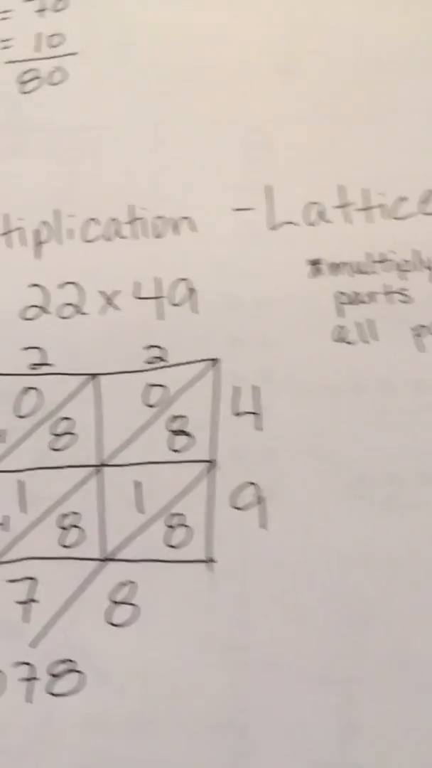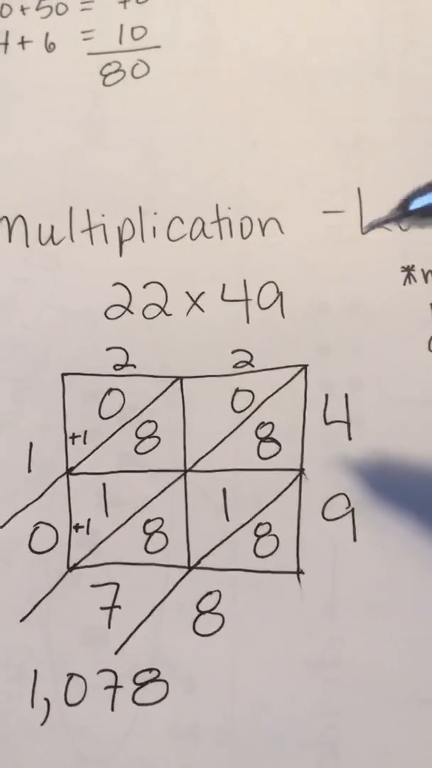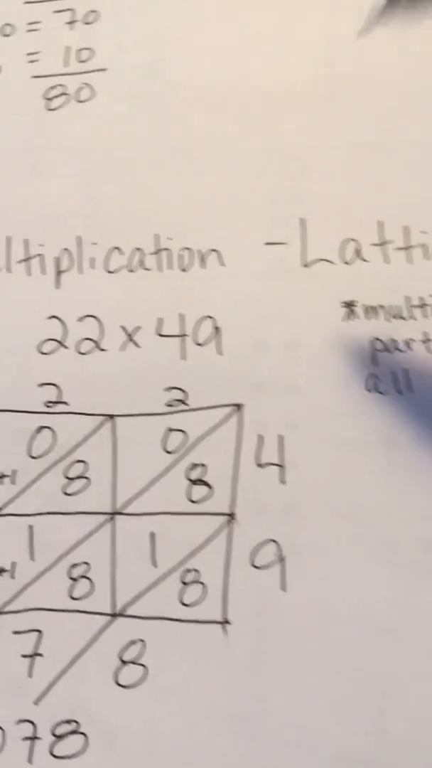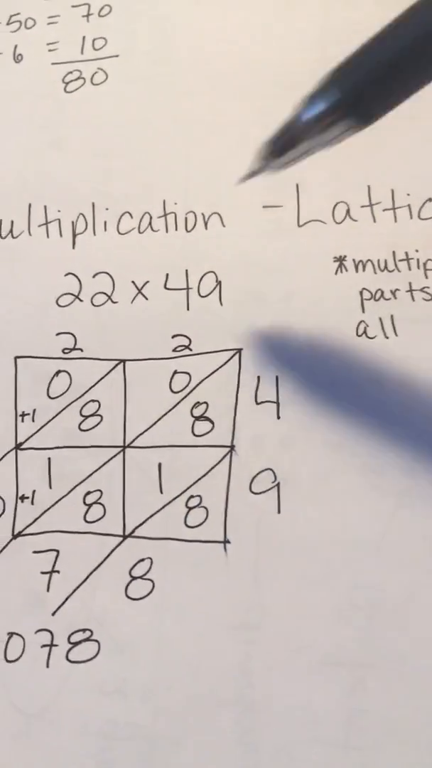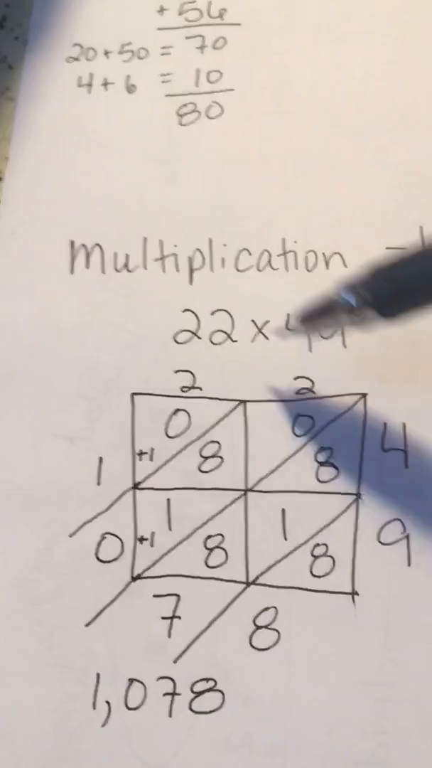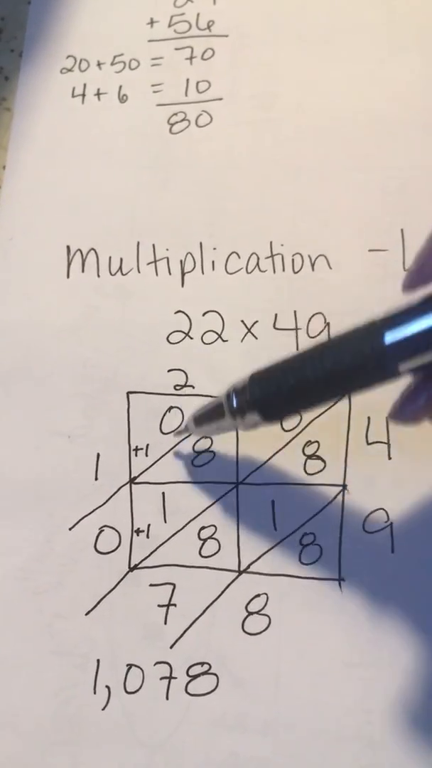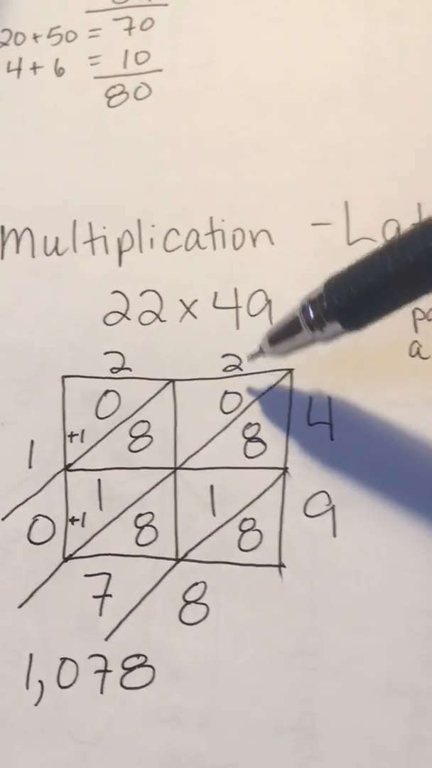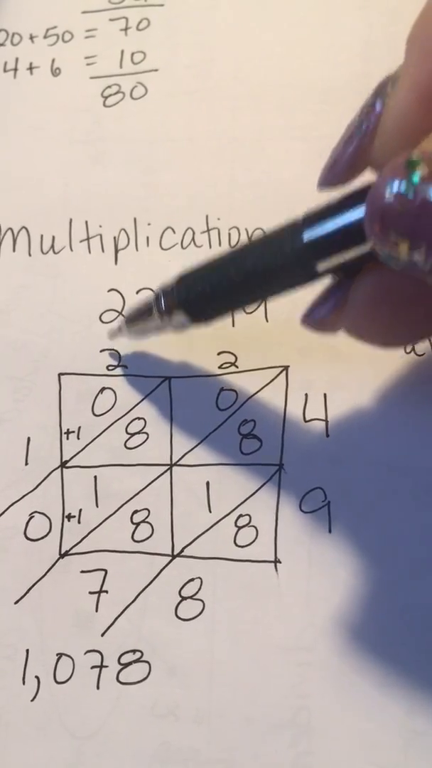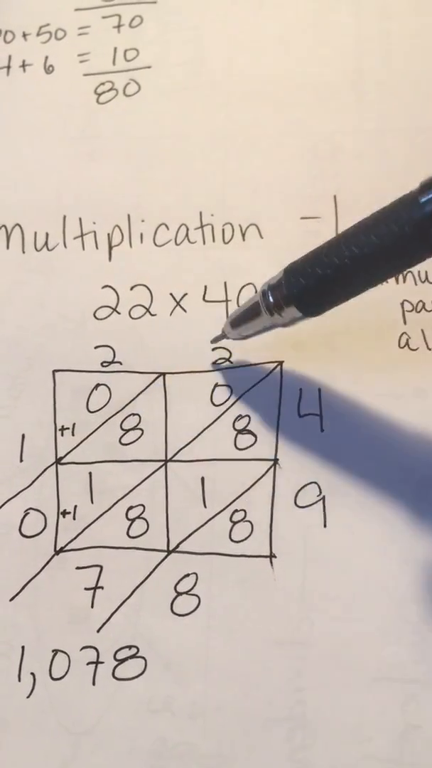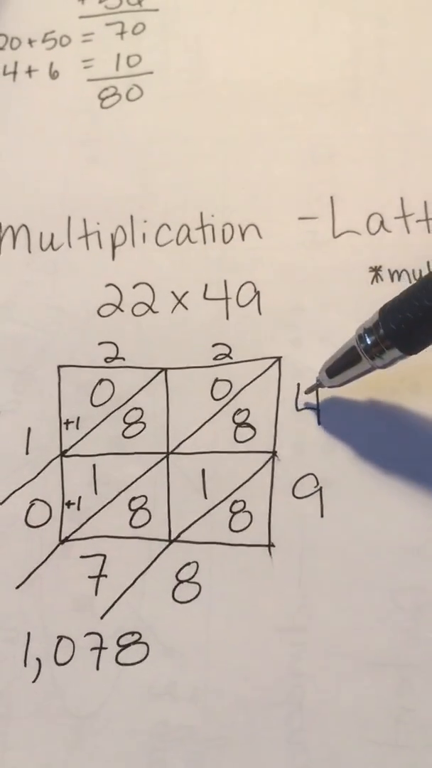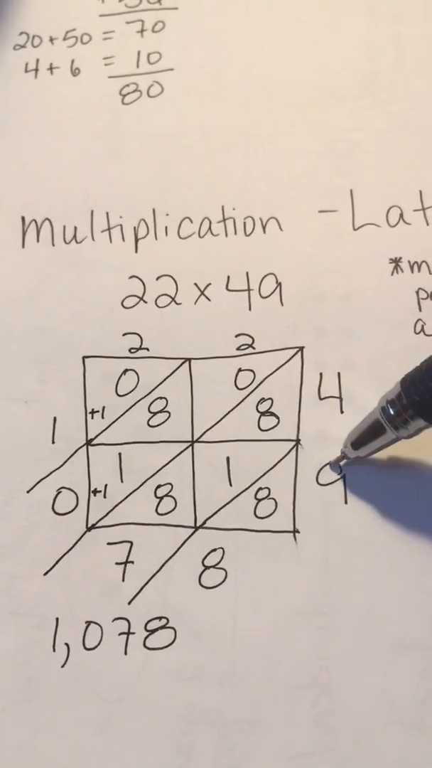For multiplication, I did a lattice. When we multiply, we're going to be multiplying all the parts by all the parts. An easy way to do this is to separate the tens and the ones. So we're going to put 22, we're going to put the tens here and the ones here. We're going to do the same with 49.